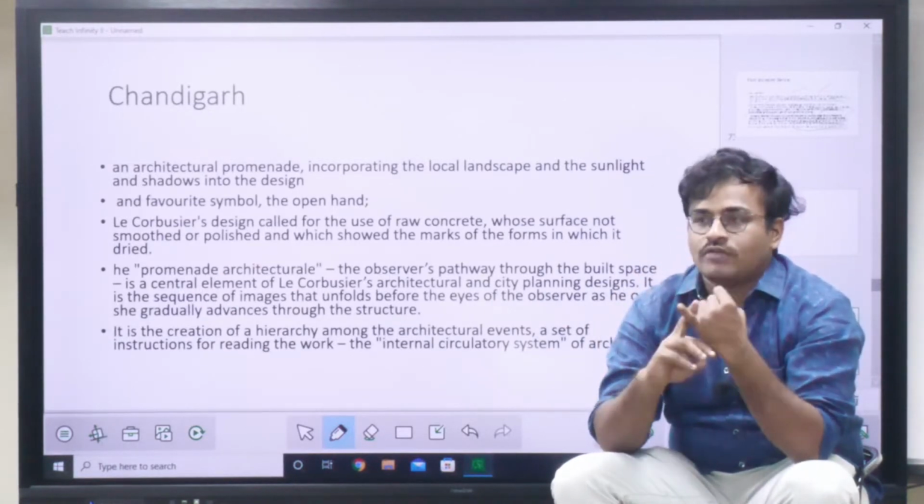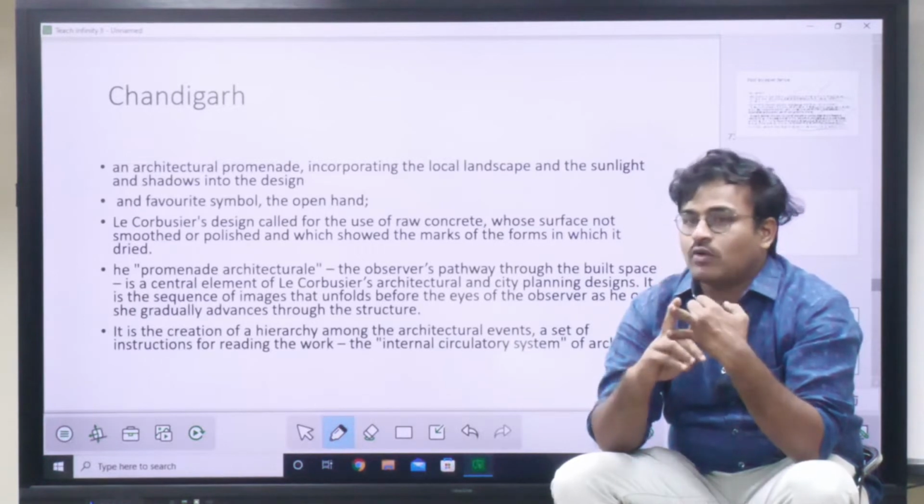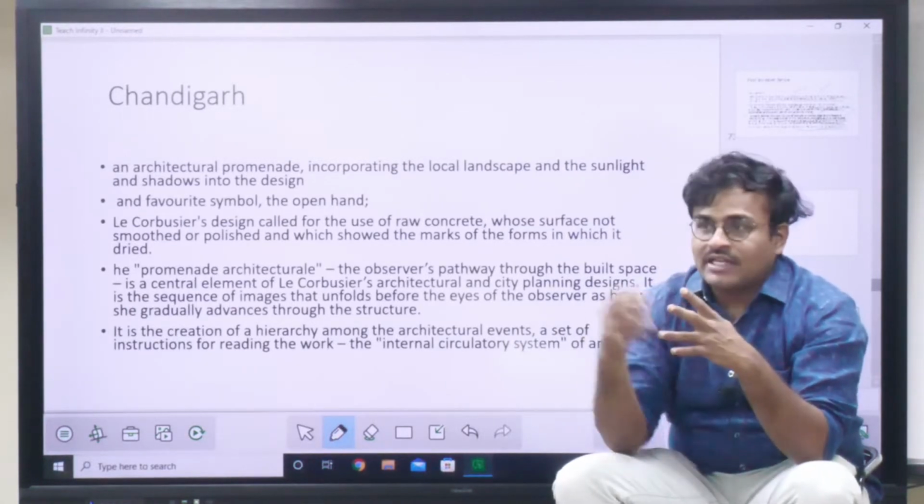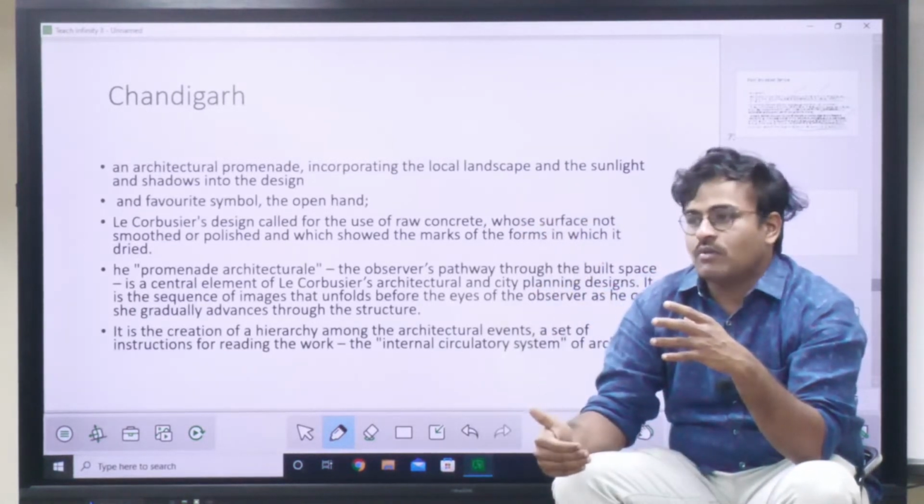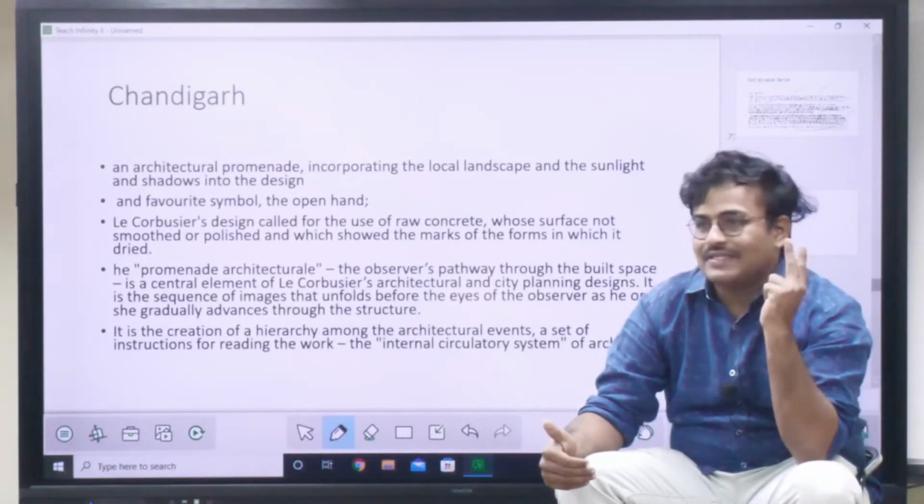Then along with that, most of his buildings are constructed very close to small tanks, so that the reflection of the building exactly falls on the water tank. Are you getting this? So this is the second idea.